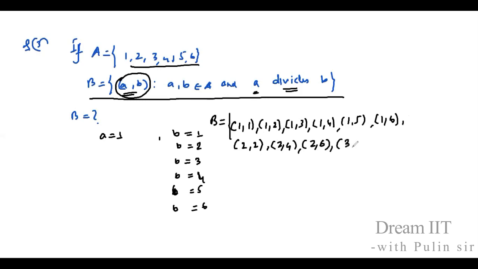Then you start with 3. 3 will divide 3, and 3 will divide only 6 out of those. And then, once you finish with 3, you take 4. 4 will divide only 4, nothing else. 5, if you take 5, will divide only 5. Then 6 will divide only 6. So these are the ordered pairs. So this is a very good question. Please note this.